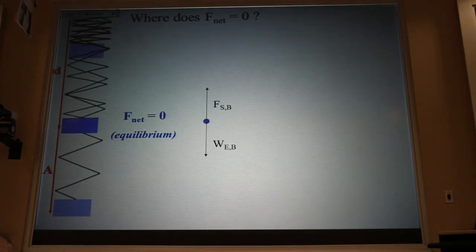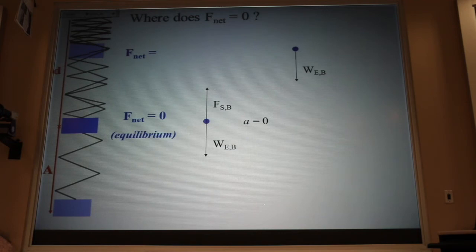Now, if I look at one of the turnaround points, for example up there, the weight's still the same. You can't change that except through diet or exercise. But now, the spring is not stretched as much. And so I have a spring force less than the weight. And that gives me a net force down.